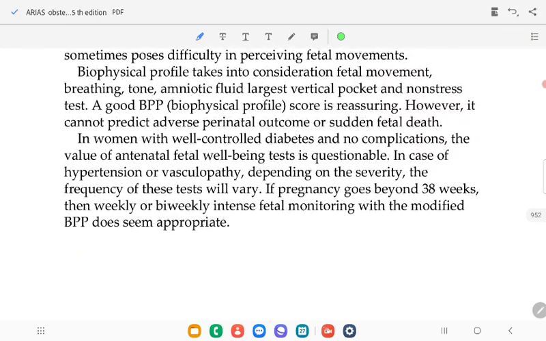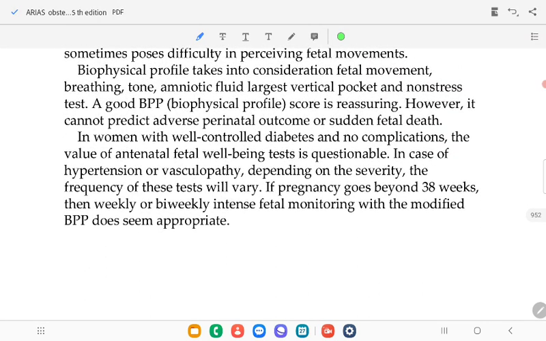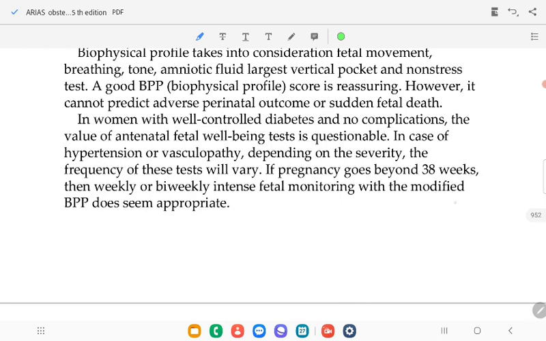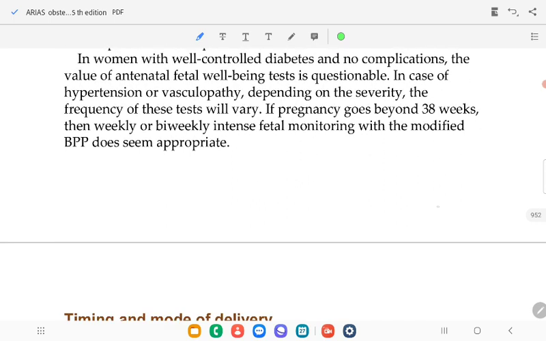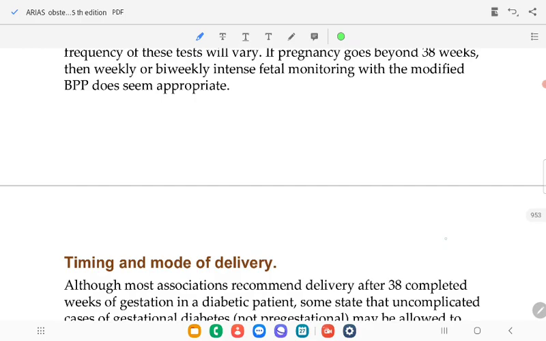Biophysical profile takes into consideration fetal movement, breathing, tone, amniotic fluid largest vertical pocket, and non-stress test. A good BPP score is reassuring. However, it cannot predict adverse perinatal outcome or sudden fetal death. In women with well-controlled diabetes and no complication, the value of antenatal fetal well-being tests is questionable. In case of hypertension or vasculopathy, the frequency of tests will vary depending on severity. Beyond 38 weeks, weekly or biweekly intense fetal monitoring with modified BPP seems appropriate.